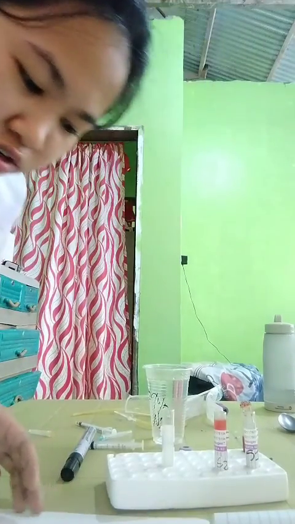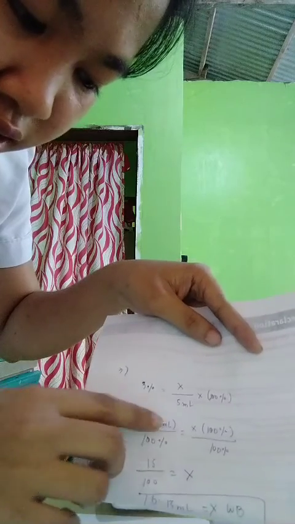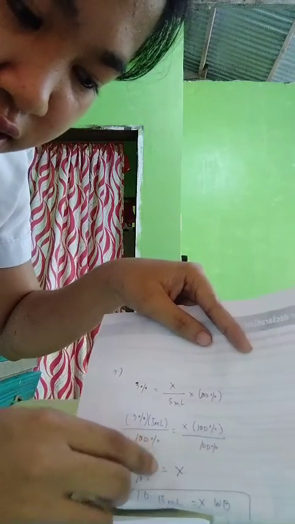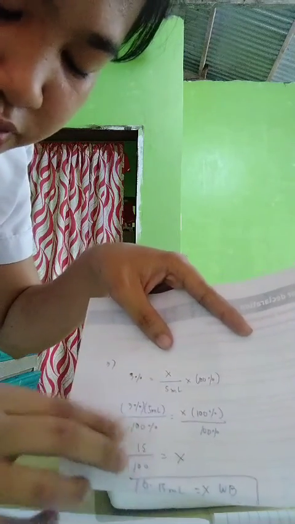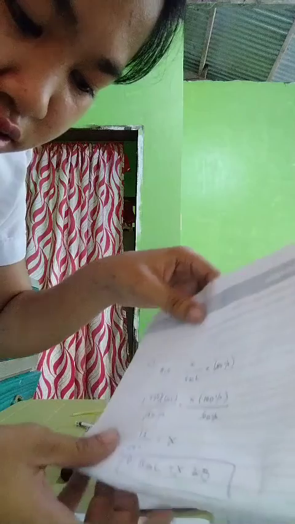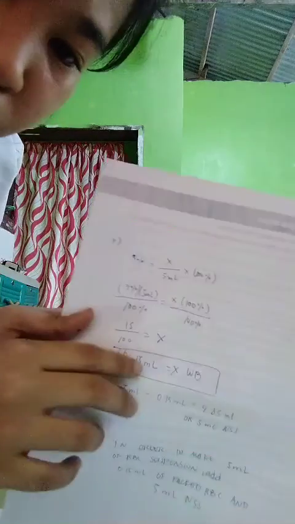For number 3. Prepare a 5 ml 3% RBC suspension. 3% is equals to x over 5 ml times 100%. 3% times 5 ml over 100%. Then the 100 over 100 crash out. So 3 times 5, 15 over 100% is equals to 0.15 ml of whole blood.